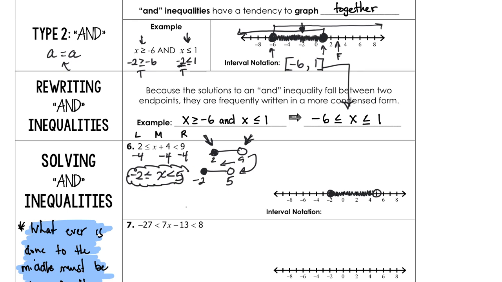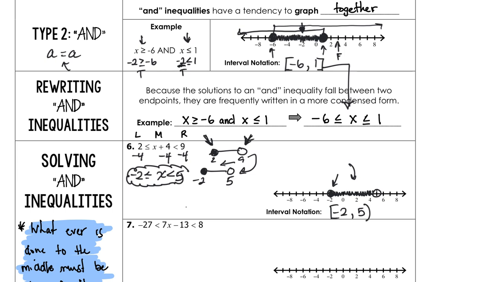So my answer for interval notation is, what is the smallest number in this entire set? The smallest number is at negative 2, and I will use a bracket. And the largest number I could potentially use in this set would be a 5, but not quite exactly 5, so it's not inclusive. So we'll use a parenthesis.